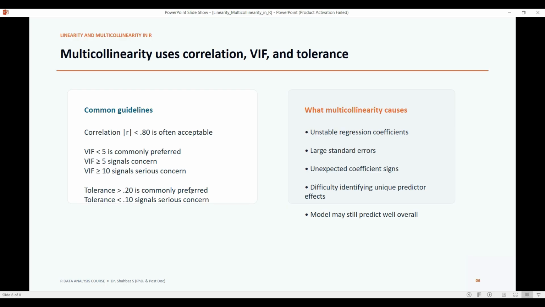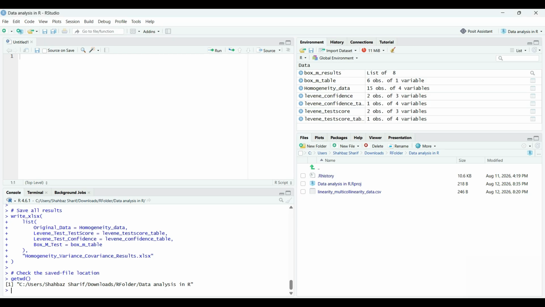So we check what multicollinearity causes: unstable regression coefficients, large standard errors, unexpected coefficient signs, and difficulty identifying unique predictor effects. The model may still predict well overall. So now we will go back to our RStudio, where we will perform both tests.